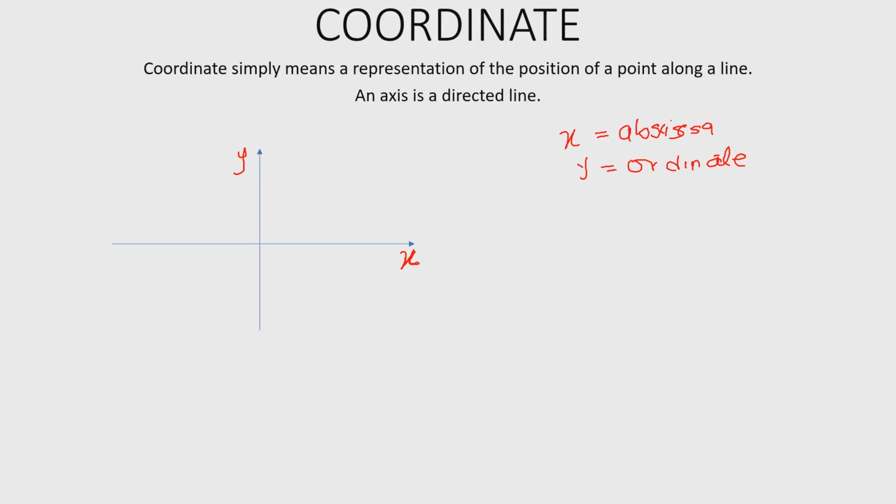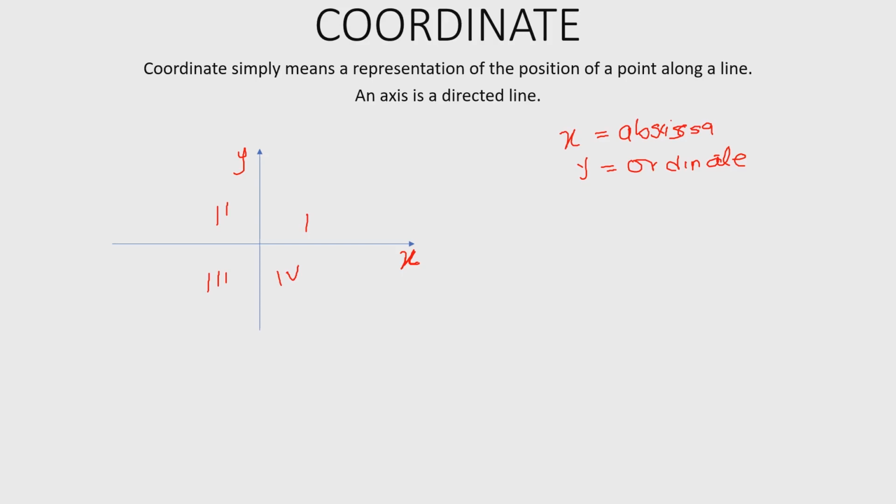You notice that in a coordinate, we have something called the Cartesian coordinate. The Cartesian coordinate consists of the x axis and the y axis, but it's divided into four parts, four quadrants. This is the first quadrant, this is the second quadrant, this is the third quadrant, and this is the fourth quadrant. You notice the way I labeled it is anti-clockwise.